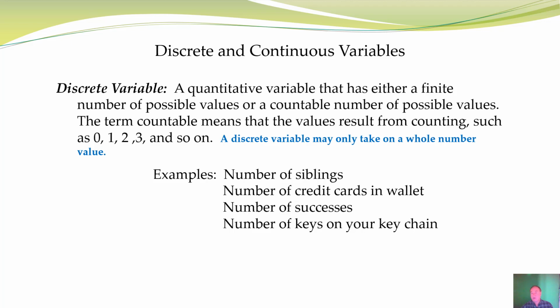Some examples: number of siblings, number of credit cards in a wallet, number of successes, number of keys on your keychain. If you think about this, these are all going to be a whole number value, 0, 1, 2, 3, etc.